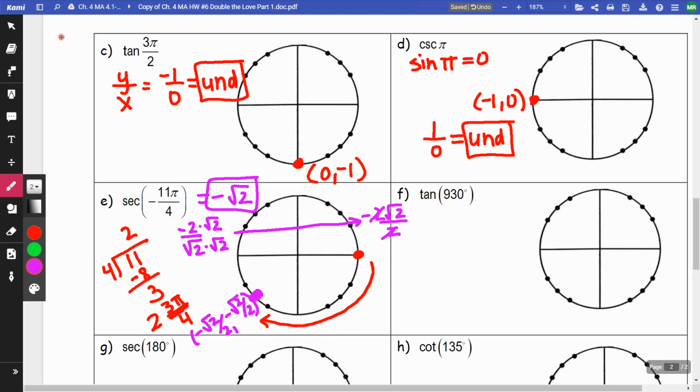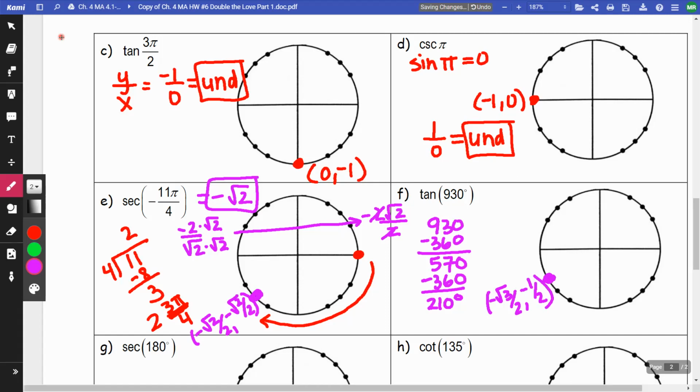Tangent of 930 degrees. For something like this, I want to keep subtracting 360 until I get to where I want to be. So 930 minus 360 is 570. I'm trying to get it from 0 to 360, so I'm going to subtract another 360. And when I do, I get 210 degrees. So I am going to be right here. The coordinates of that point are a negative root 3 halves, comma, a negative 1 half.